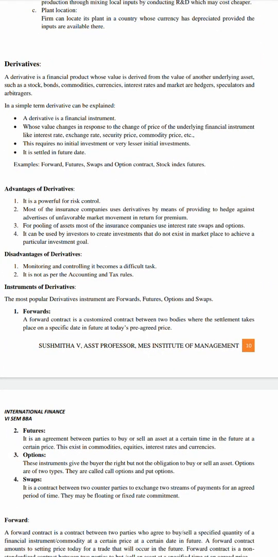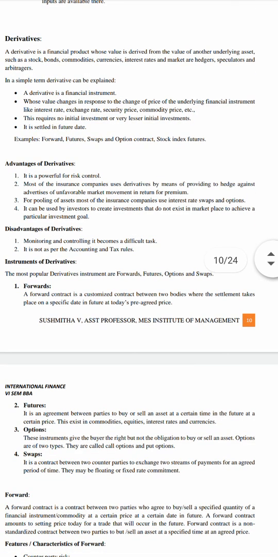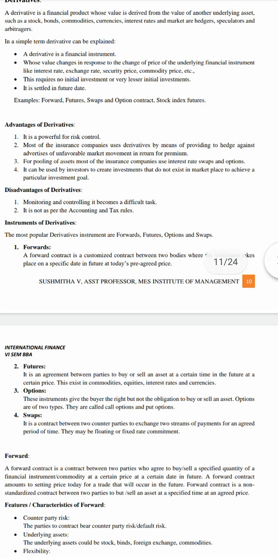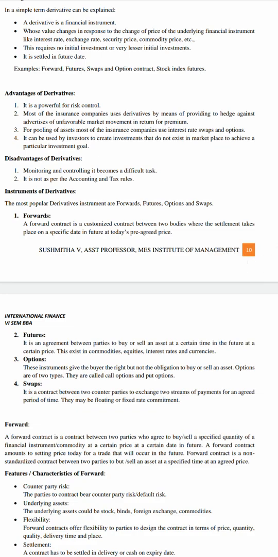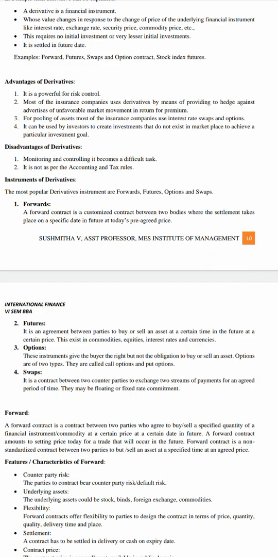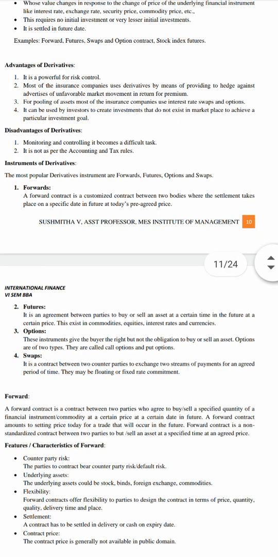A derivative is a financial product which derives its value from the underlying securities. The underlying securities can be bonds or commodities or currencies or interest rates. In simple terms, a derivative can be explained as a financial instrument which has its value derived from underlying financial instruments like interest rate, exchange rate, etc., which requires no initial investment or lesser initial investment and is settled on a future date. Examples of derivatives would be forwards, futures, swaps and options.